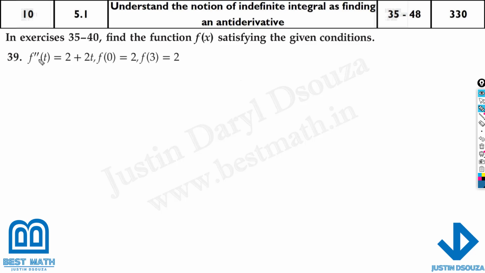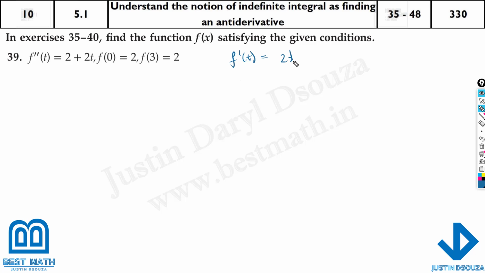But here if you look carefully, there are only f of 3 and f of 0. So how can we solve this? Let's first integrate it 2 times. When we integrate this first, it becomes f prime of t. It's not of x now, it's of t.